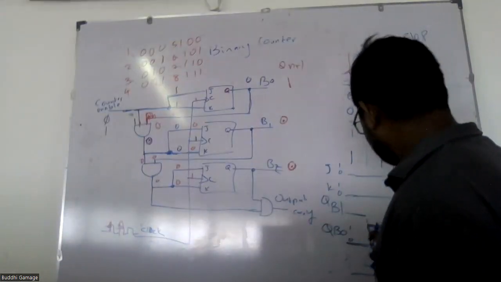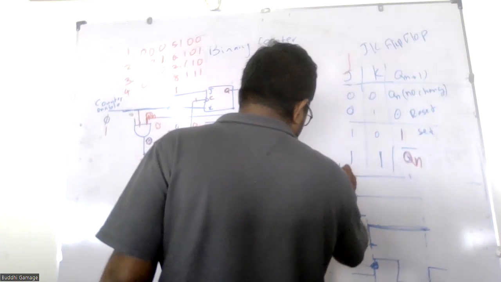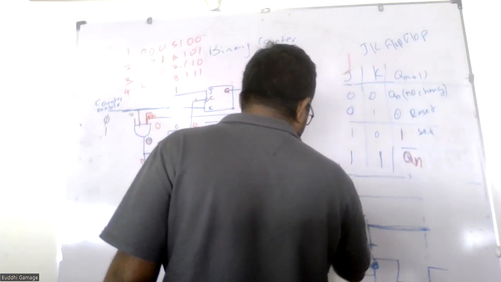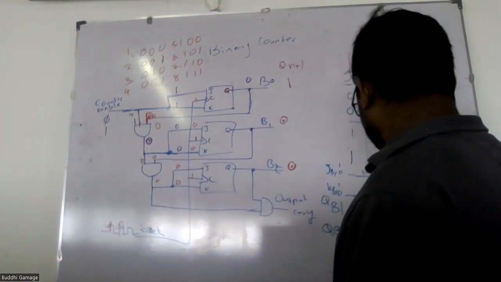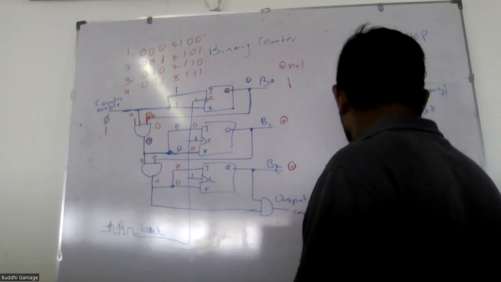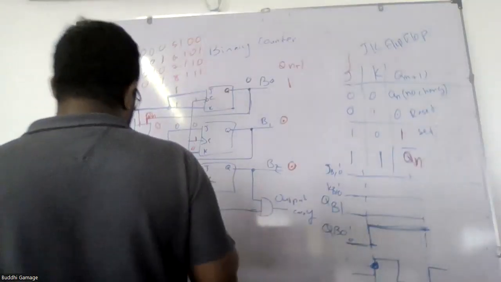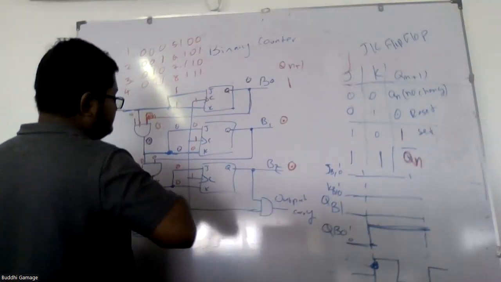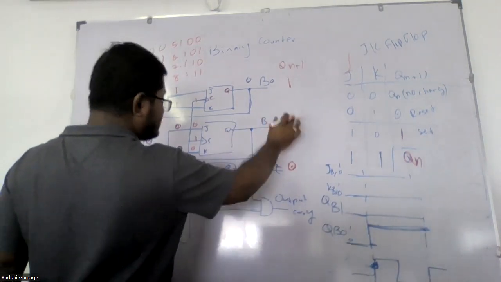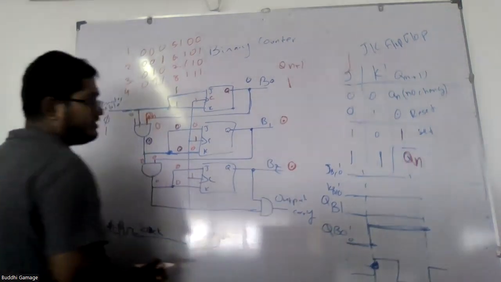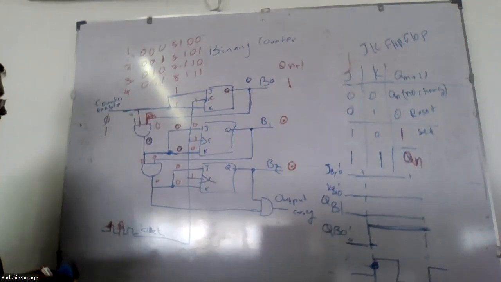Right? So this clock happening. So J B1, K B1. Those were 0, 0, right? What will happen? 0, 0. So it will be in a no change state, right? So it will not change. Yeah, Q remains 0. Here also it will happen the same. So this is the initial tick, right?